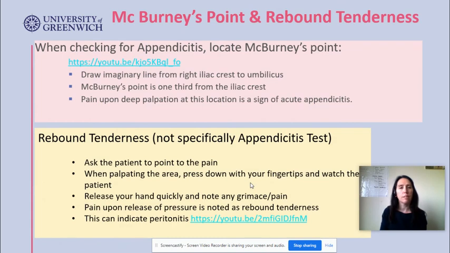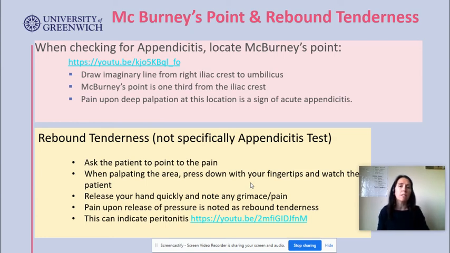McBurney's point, as we've discussed before, that is where the pain will be felt. Now, be really careful with palpating McBurney's point. If you're suspecting that a patient has appendicitis, they will not want you to touch that appendix. So very, very, very lightly. We know with pain as well, we start away from the site of pain and end up there.